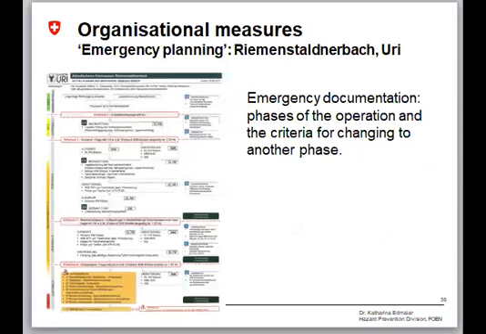The central element of organizational measures is the operational documentation, which includes a flow chart, intervention cards, order sheets, and other important documents for the operation. The emergency documentation shows the different phases of operation and also defines the criteria to change from one phase to another.